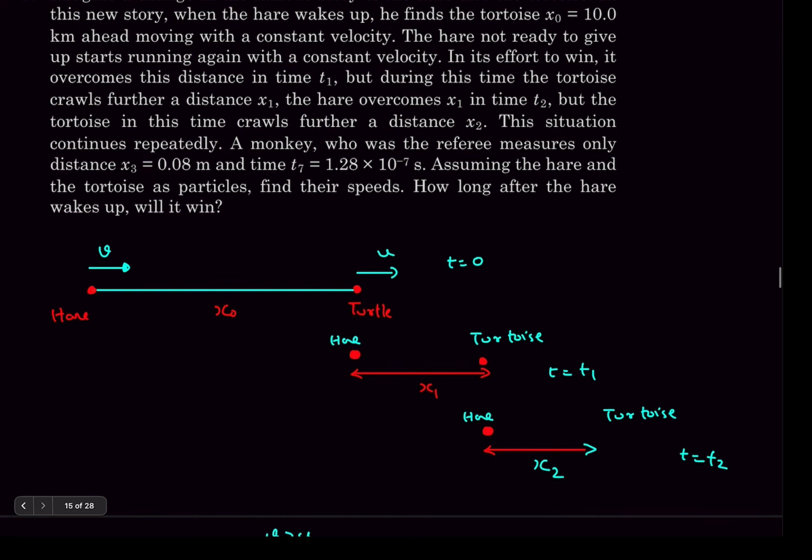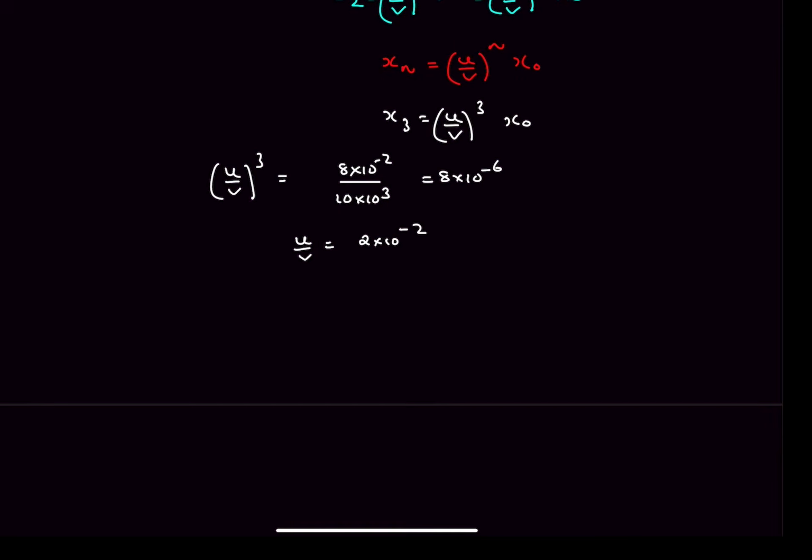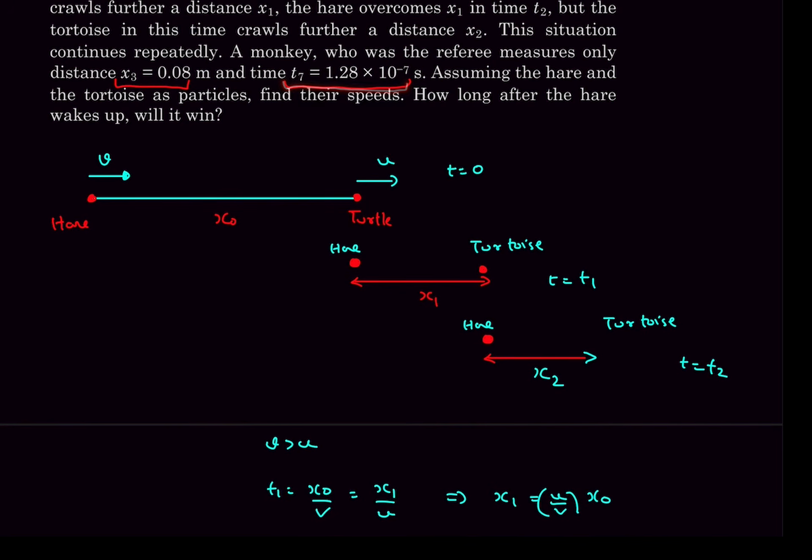Okay, so now let's take the help of these two pieces of information. So x3 is going to be u by v cubed times x0. So let's substitute the values. After substituting the values, you'll get u by v is equal to 2 times 10 to the power minus 2.